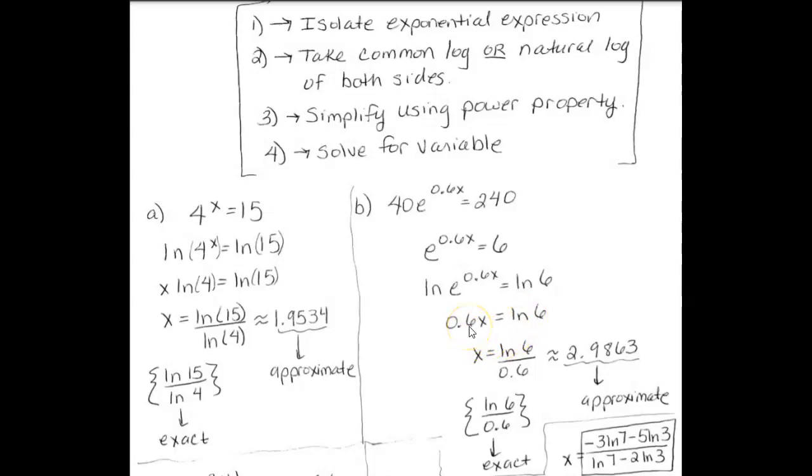And then to solve for x, we would divide by 0.6. So again, the exact value is the natural log of 6 divided by 0.6. And then if you enter that into your calculator, 2.9863 would be your approximate value. This part right here is for the next problem.